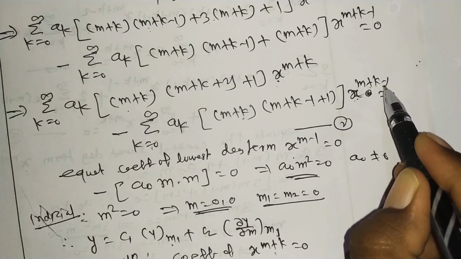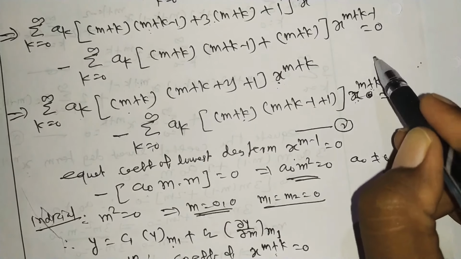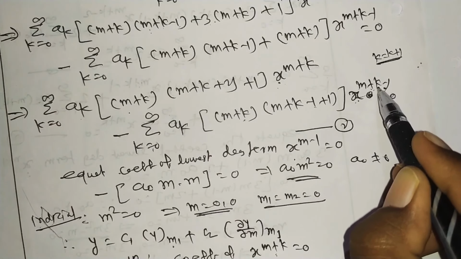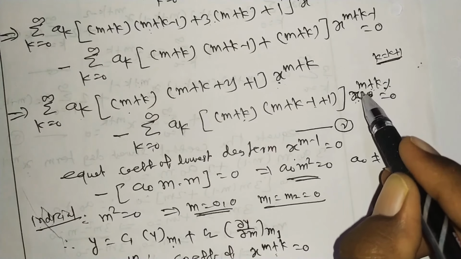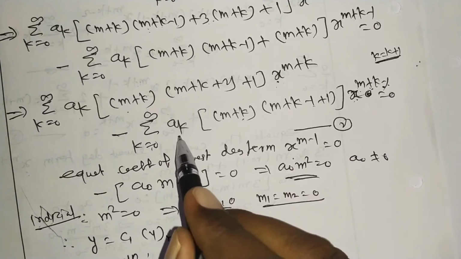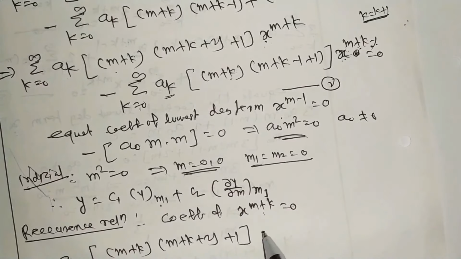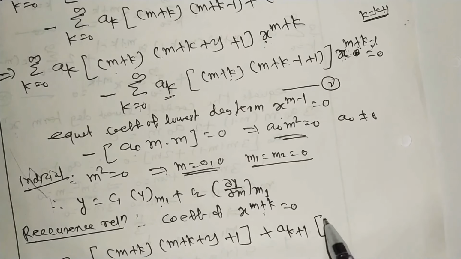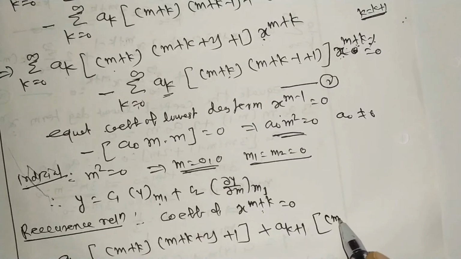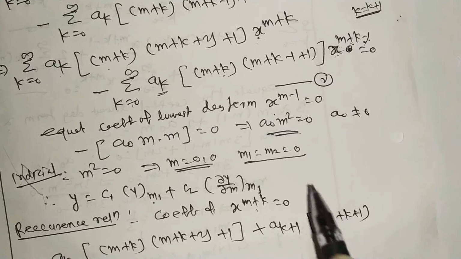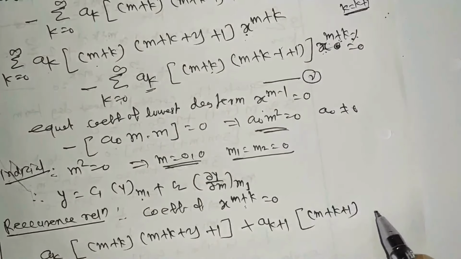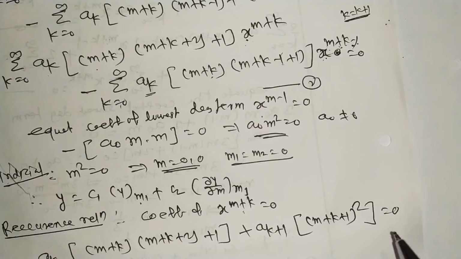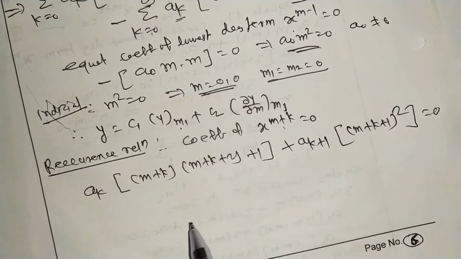So when we cancel this 1, if we put k equal to k plus 1, means in place of k, if we put k plus 1, then plus 1 minus 1 cancels and m plus k remains. Means here also we have to put k equal to k plus 1. So its coefficient is a k plus 1 into m plus k plus 1, and here this 1 gets cancelled, so m plus k plus 1 its square equal to 0. So this is the coefficient of x raised to m plus k.